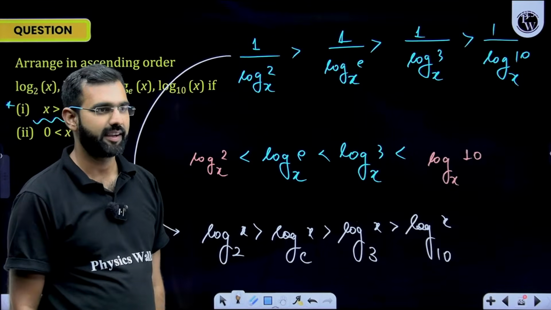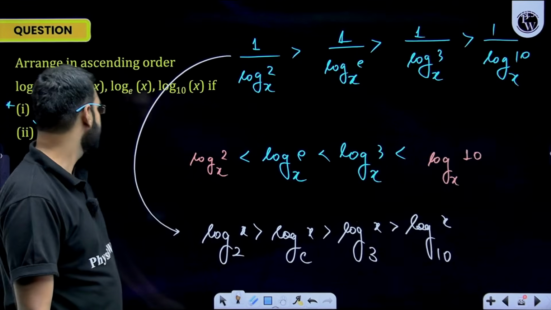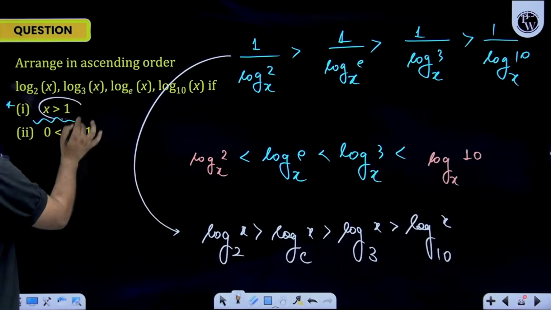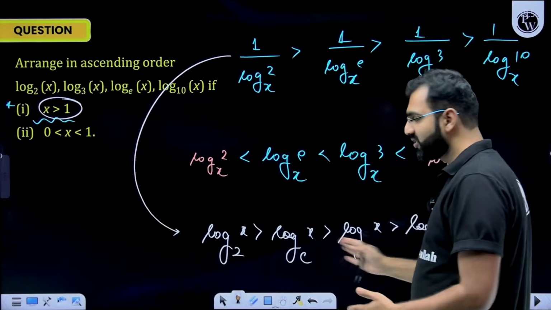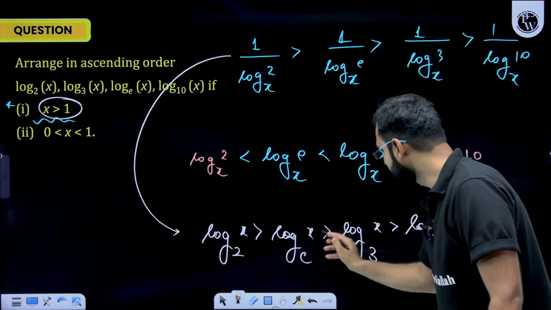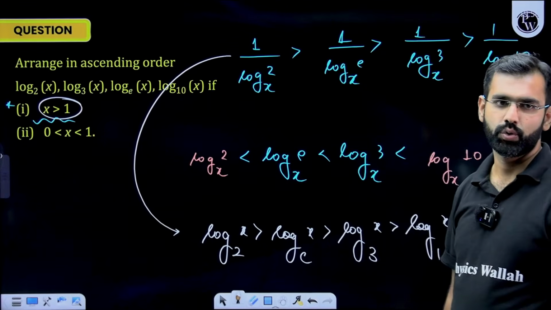Are you understanding the second part? Shall I re-explain that part? I repeat, this is all happening when the base is greater than 1. So if the base is between 0 to 1, this order will change. Less than. Which part do you want me to re-explain?